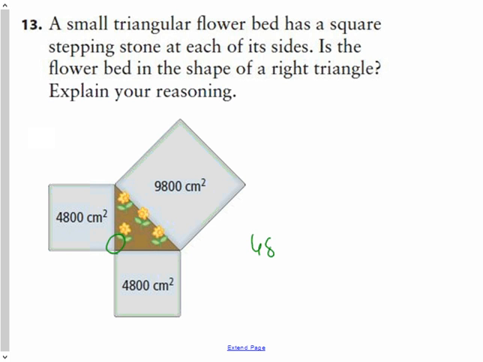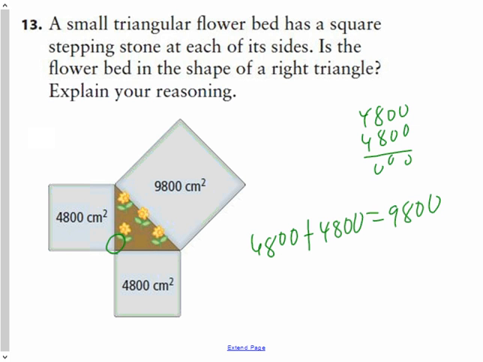So, if 4,800 plus 4,800 equals 9,800, then we know it's a right angle. And when we take our pencil and paper and add these up, I get 9,600, which is not 9,800, which means this is not right. So it's not a right angle.